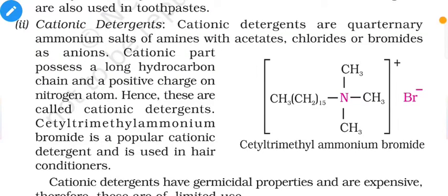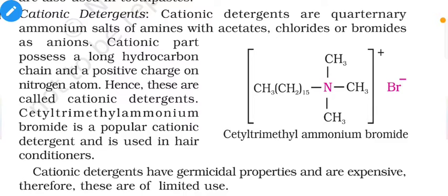Cetyl trimethyl ammonium bromide is a popular cationic detergent and is used in hair conditioner. Here the structure of the compound is mentioned, and as we can see, we have a positive ion which contains a quaternary nitrogen, that means nitrogen attached with 4 different organic groups, and it is positive in nature, and Br minus is present for neutralization. Cationic detergents have germicidal properties and are expensive, therefore these are of limited use. Germicidal means it has germ-killing properties.